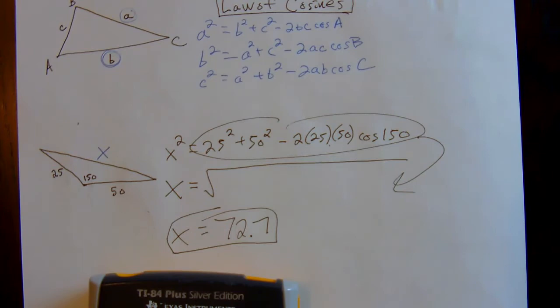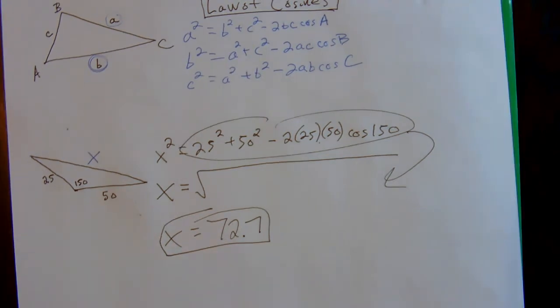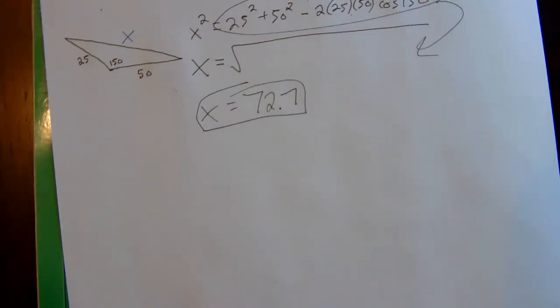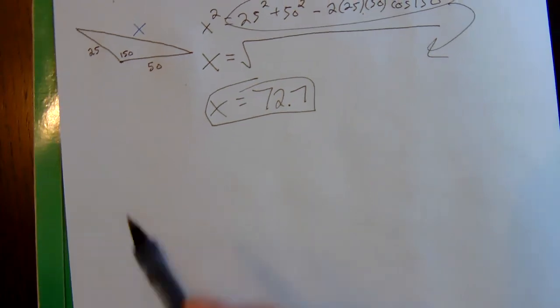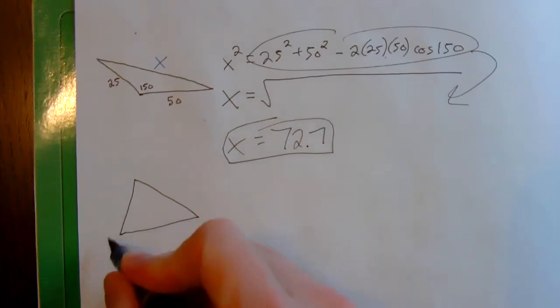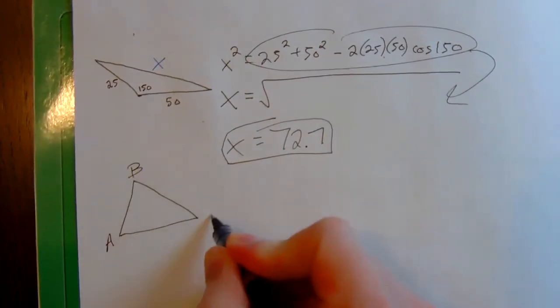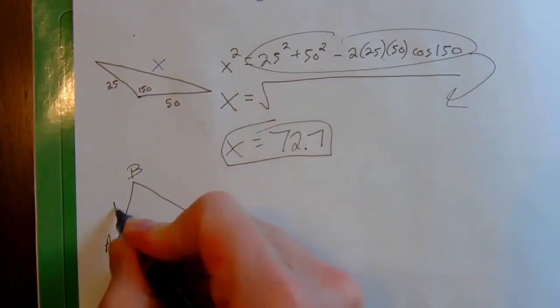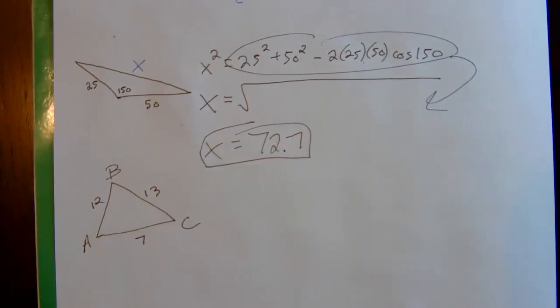And then let's do one where you need to find some missing angles, because that's a little bit tougher with all the solving stuff there. So let's just say I make up a triangle here, and let's call this ABC, and we'll make the sides 7, 12, and 13.